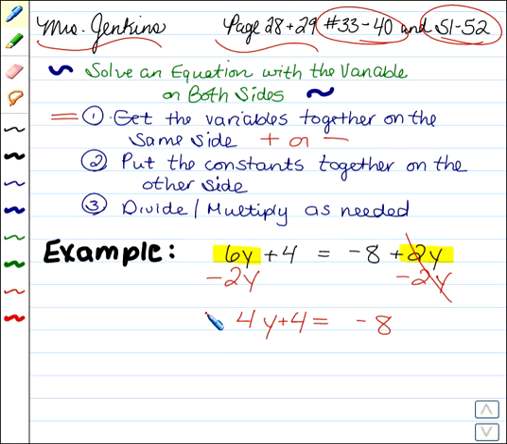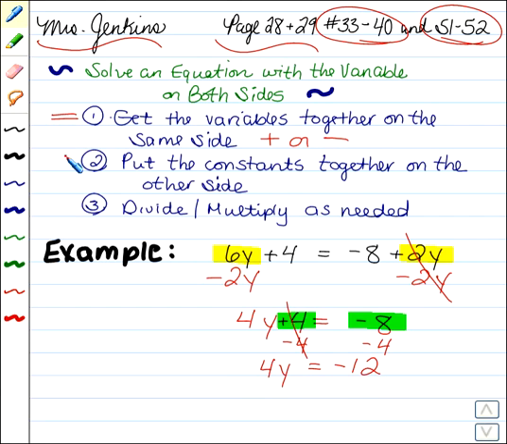The second step is to put the constants together on the same side. As you can see, we have a 4 and a negative 8. They need to go on the other side than the one that the variable is on. So let's subtract 4 from both sides. Doing that, it drops out, leaving us with 4y. On the right side, we get negative 8 minus 4, or negative 8 plus negative 4, which is negative 12.